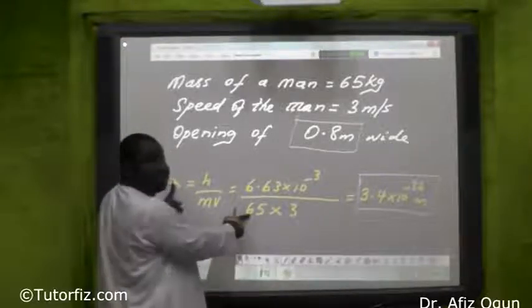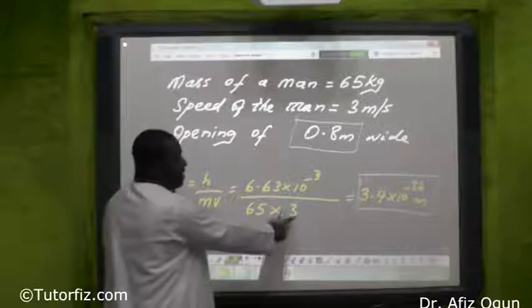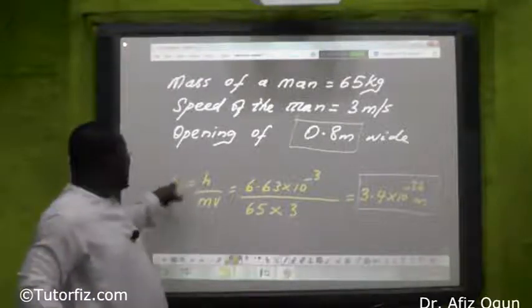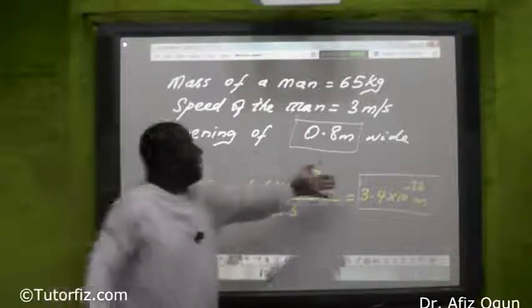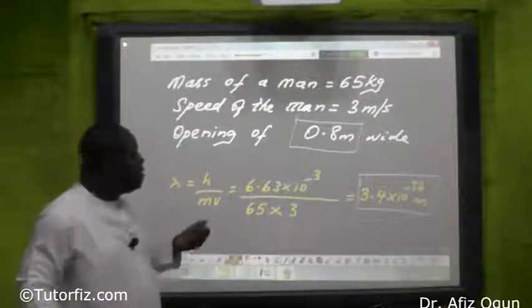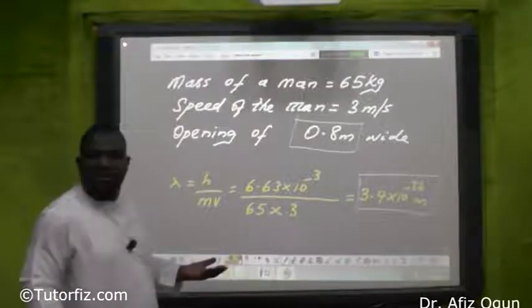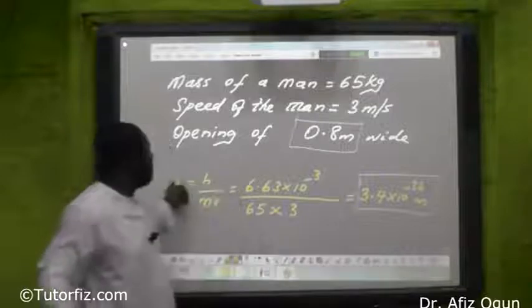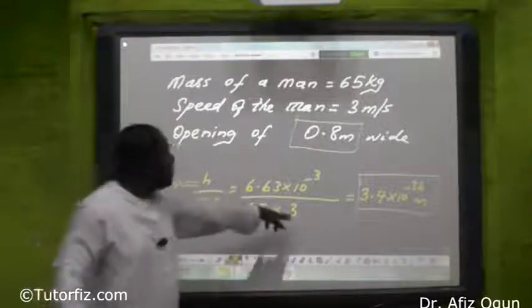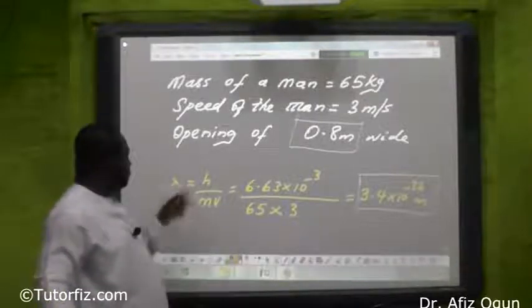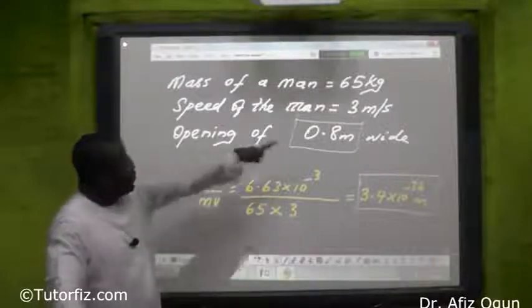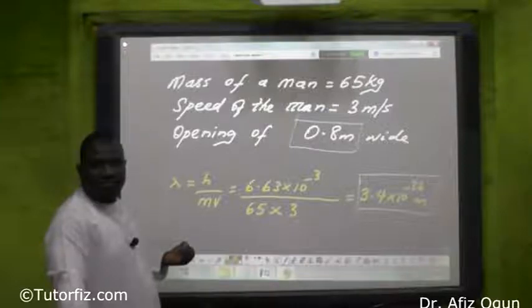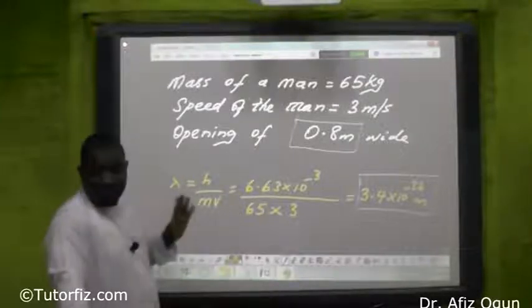Your mass cannot be increased. What can be increased here can be your speed. We increase the speed so much so that the answer here will also be 0.8. That will be too much of a speed which cannot be achieved by you and I. Because this is very high, we need to decrease this speed so much so that this becomes high enough to be this. That cannot be achieved. This is a reasonable speed for a man.